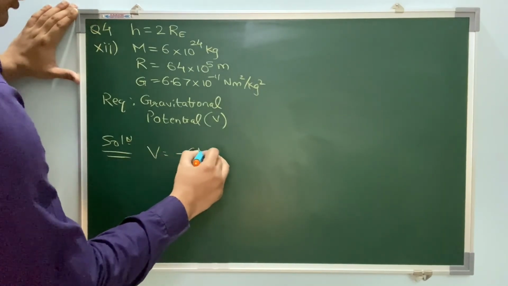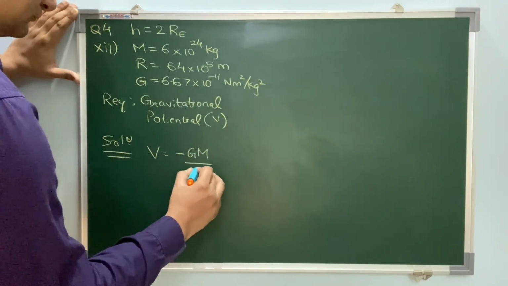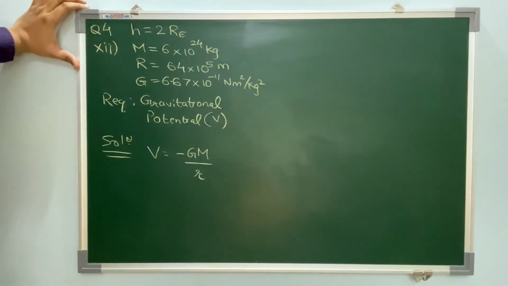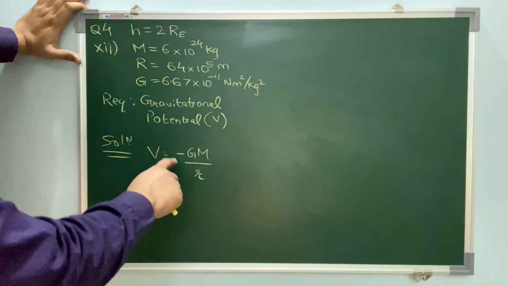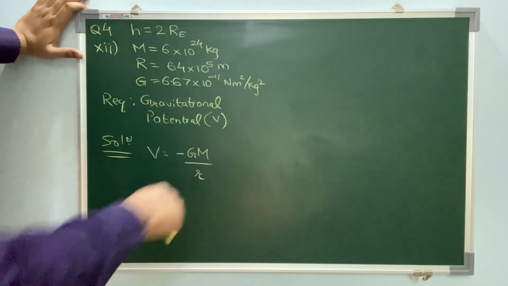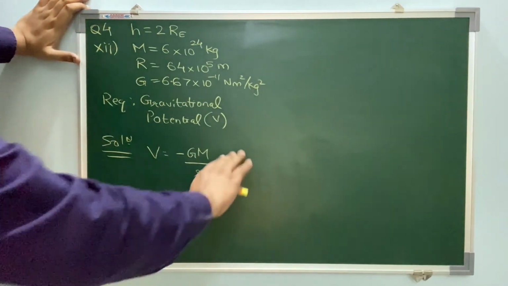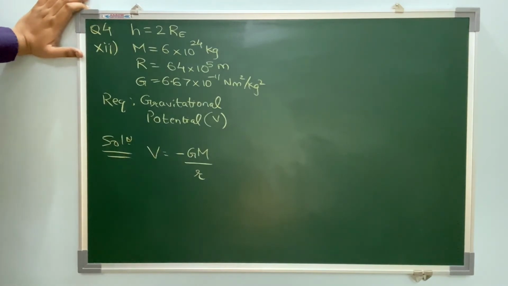if you remember the formula for gravitational potential energy, right? Potential energy, we had minus GMm by r. So just remove that small m, and what remains is the gravitational potential.